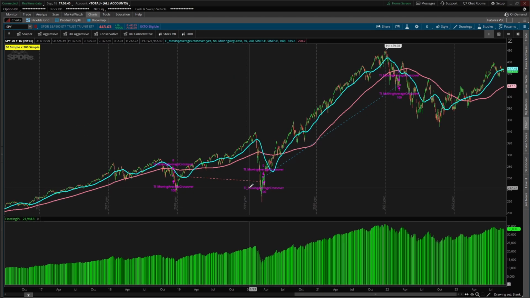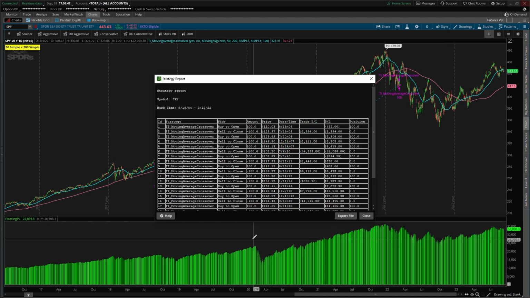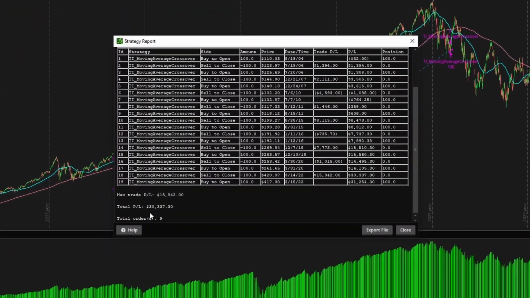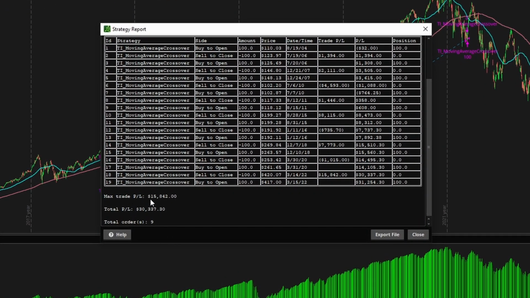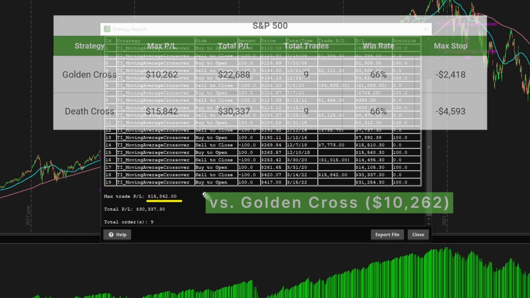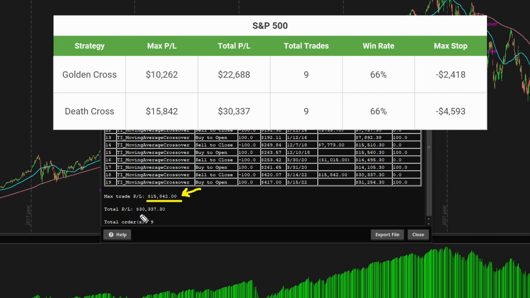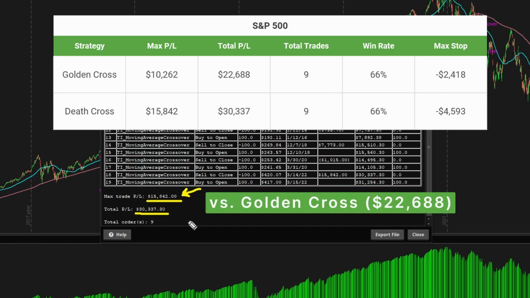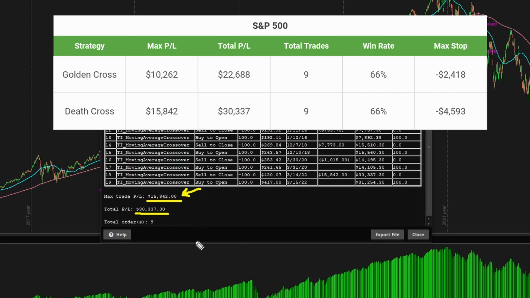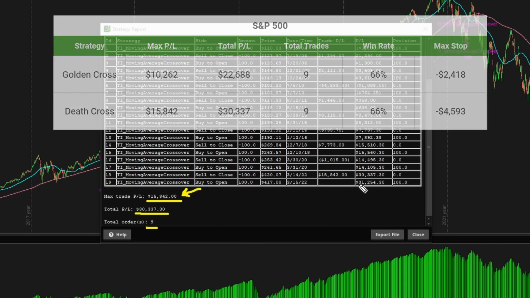So now using the death cross strategy, if we take a look at the results, the same metrics we studied earlier, we can see our max trade P&L has increased to 15.8K. Earlier, we were in the 10K mark for our golden cross strategy, so this number is higher. Our total P&L has jumped to 30.3K. This number is higher compared to our golden cross, which was closer to the 20s range. And the total number of orders that we have is still the same 9 orders.